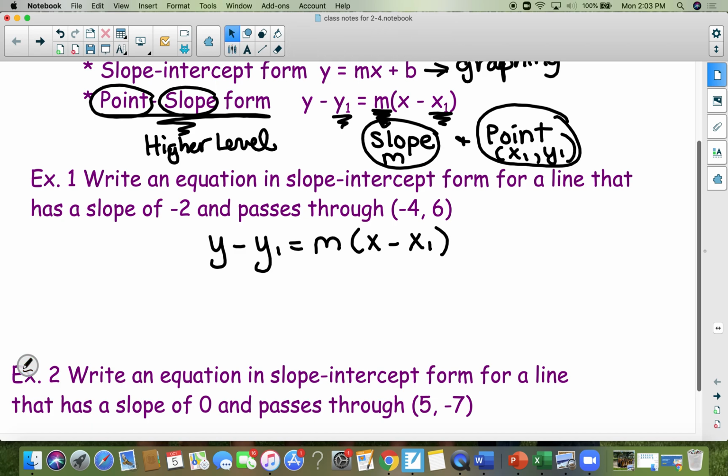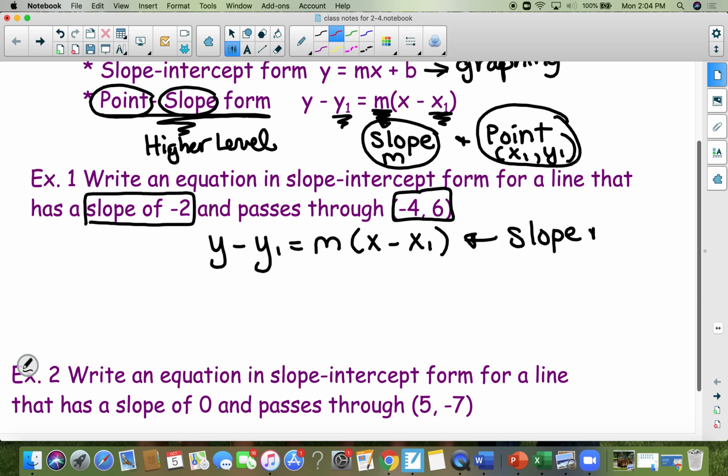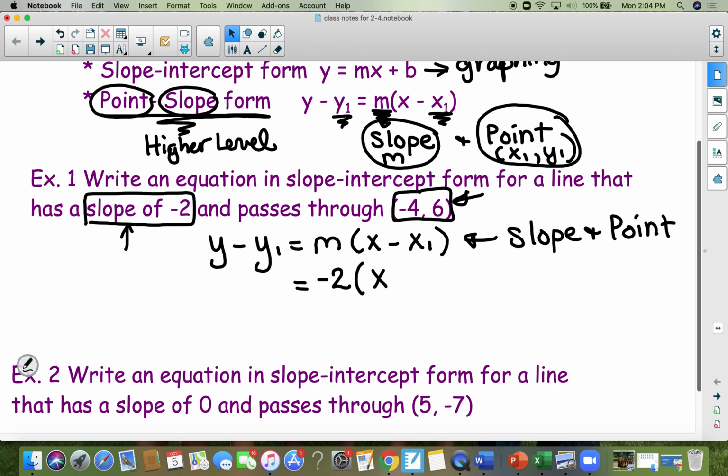Okay, write an equation in slope-intercept form for a line that has a slope of -2 and passes through the point (-4, 6). Again, in order to use this formula, you need to know what the slope is, and you need to be given a point. And guess what? We are given the slope, and we are given a point, so we can use this formula. In place of m, I'm going to put a -2, because m stands for the slope. I'm going to leave the first x alone, and you leave the first y alone.